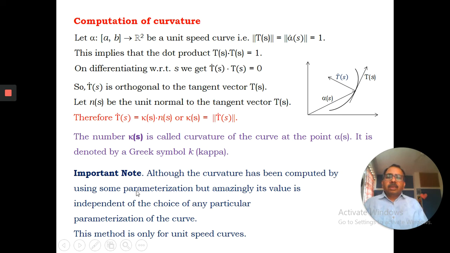So here I mention an important note. Although the curvature has been computed by using some parameterization, its value is independent of the choice of particular parameterization. So this curvature kappa(s) has been defined by starting from this parameterization alpha. If you have another parameterization alpha dash of the same curve, and find the curvature using this definition, then you will see that the value of curvature is the same. And this method, as I have told earlier, is valid for the unit speed parameterization only.